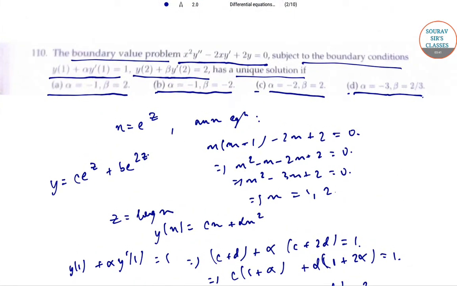Now clearly option A holds, that is alpha is equal to minus 1 and beta is equal to 2.